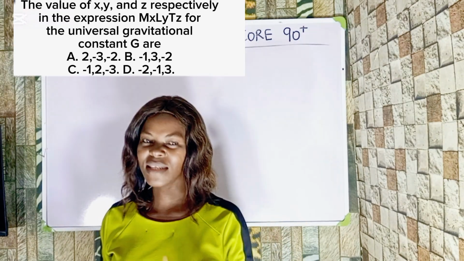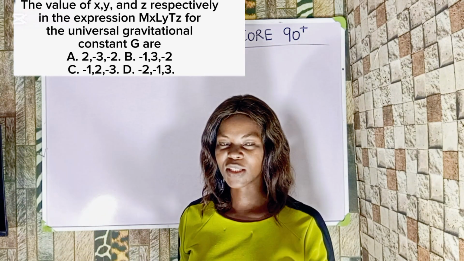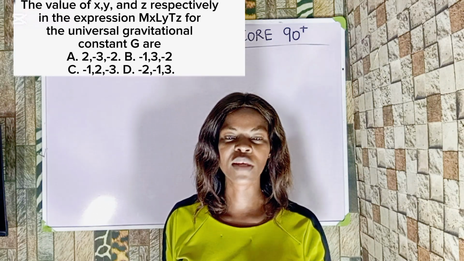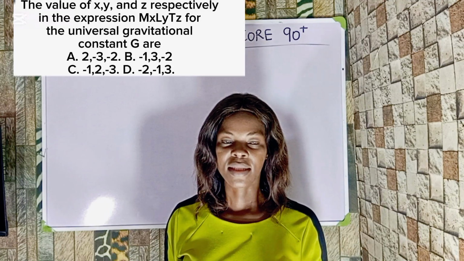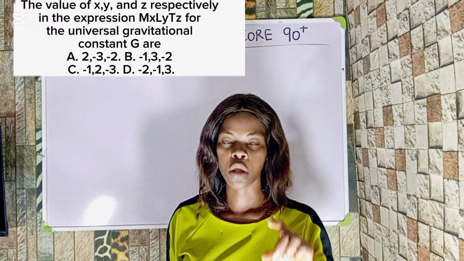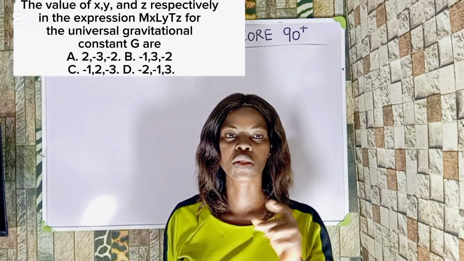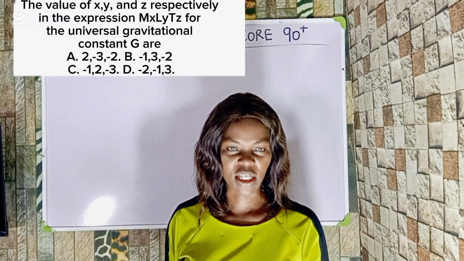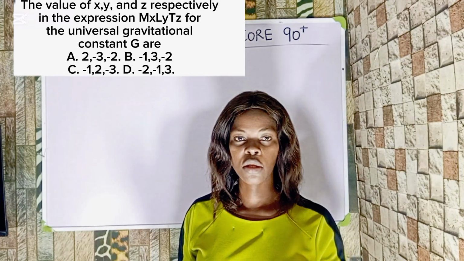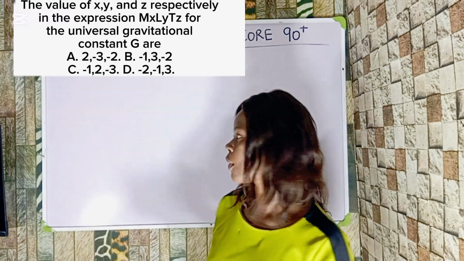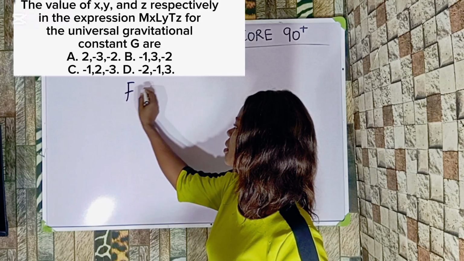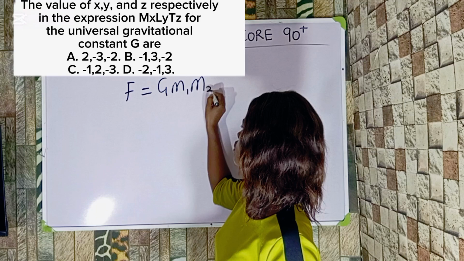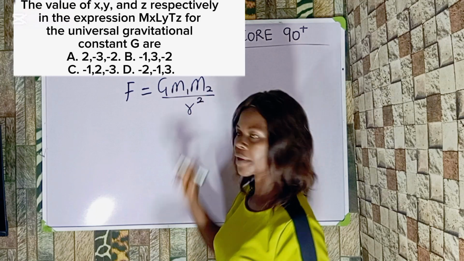Now look at it. It says, what values of x, y, and z is equivalent in gravitational constants? Now you ask yourself, what is universal gravitational constant? That is going to lead us to the law of universal gravitation, because it was from there we are going to be able to pick and get our gravitational constant. I hope you understand. So let's just go into the law of universal gravitation, which states that F is equals to G m1 m2 over r squared.